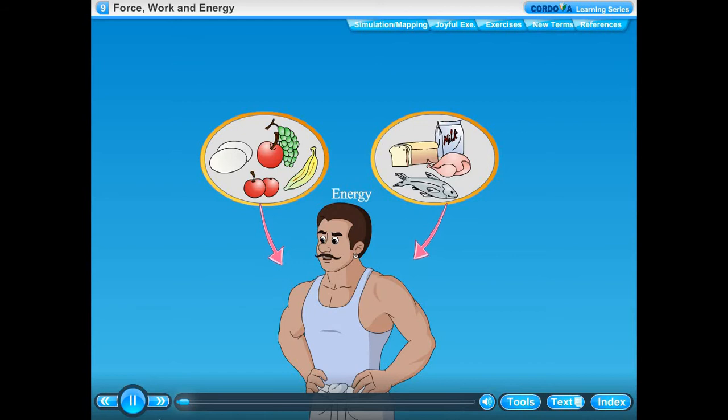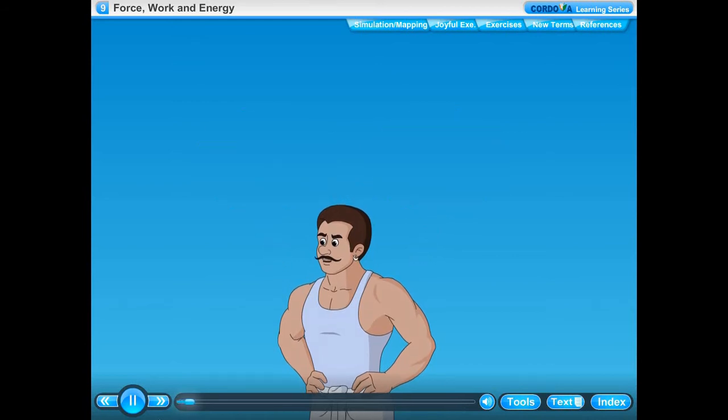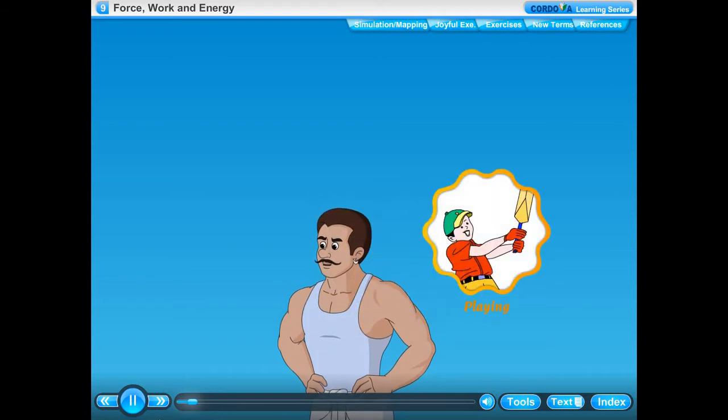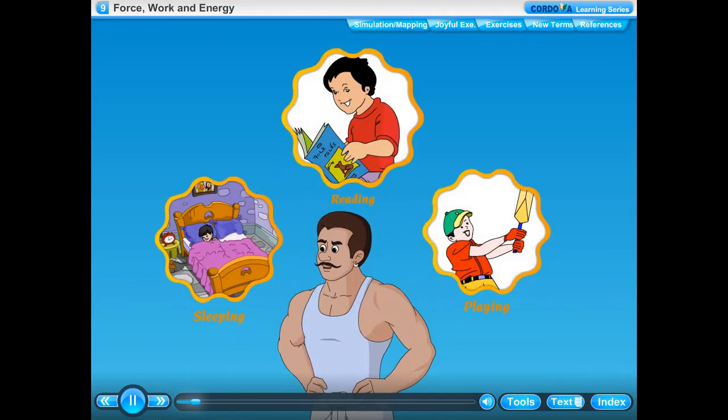Energy. The ability to do work is called energy. To perform any activity like playing, reading and sleeping, we need energy. Even machines need energy to work. Types of energy. There are many forms of energy. Some of them are as follows.